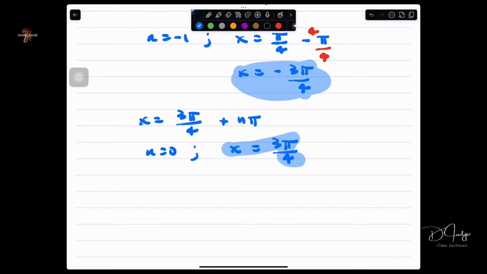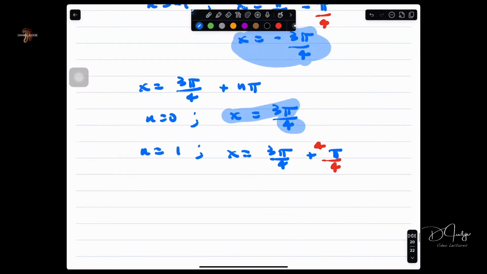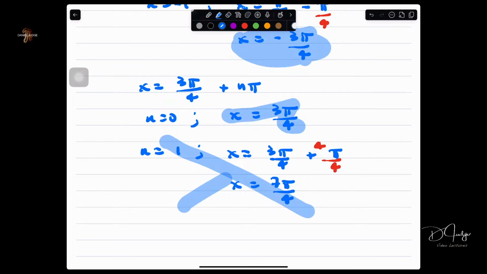If we said n is 1, that means x is 3 pi over 4 plus pi. Again, in order to add these, we need the same denominator. So this is going to give us x is 7 pi over 4. This is going to be outside the interval.